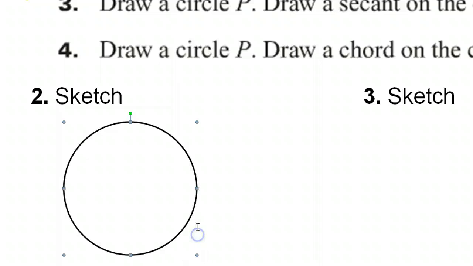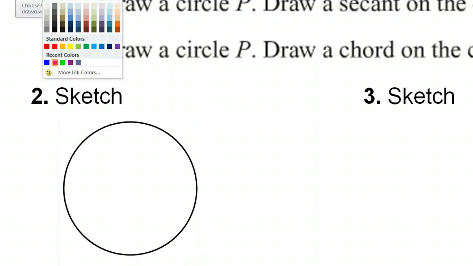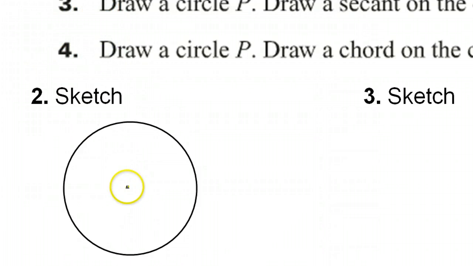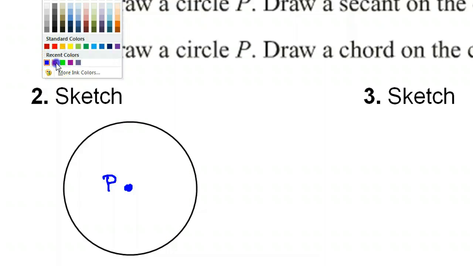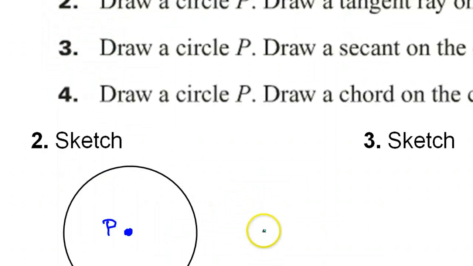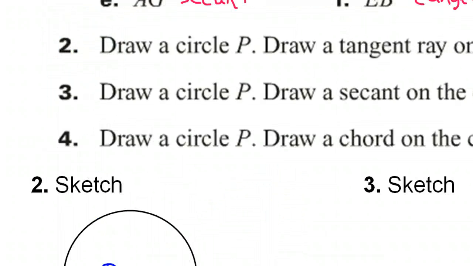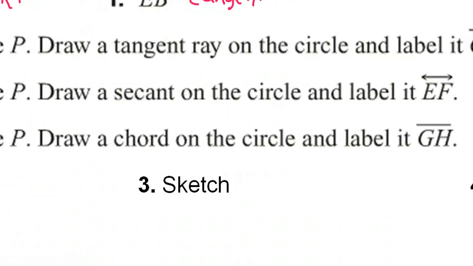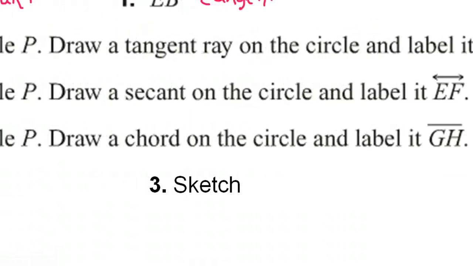So here's a circle. The thing that makes it circle P is if I call the center P, then that makes it circle P. Now I am supposed to draw something else, but I already forgot. A tangent ray on the circle and label it ray CD.